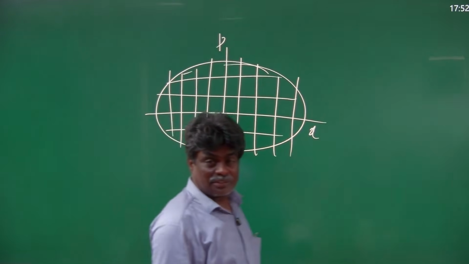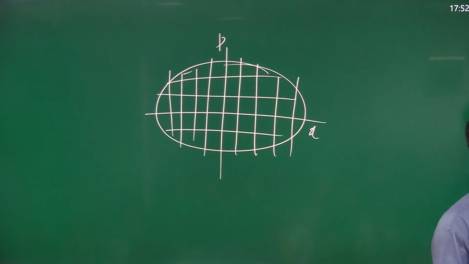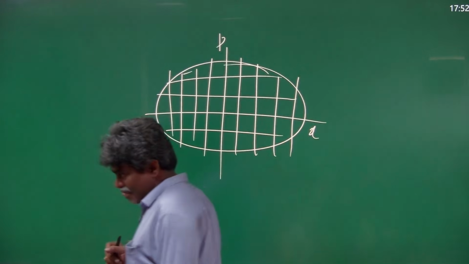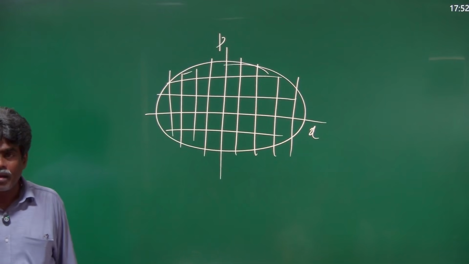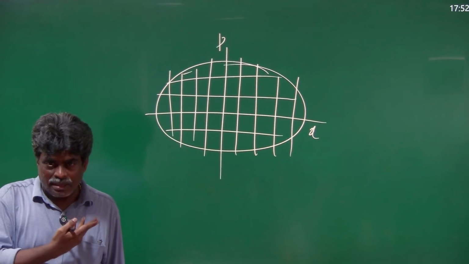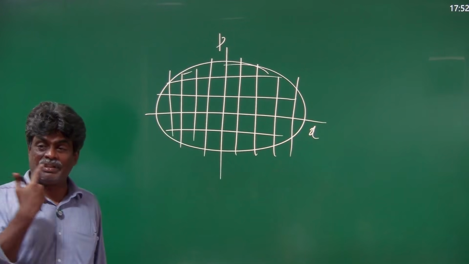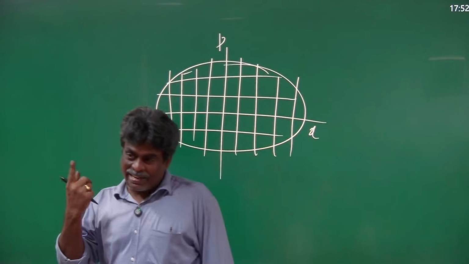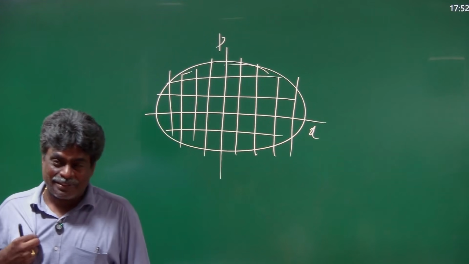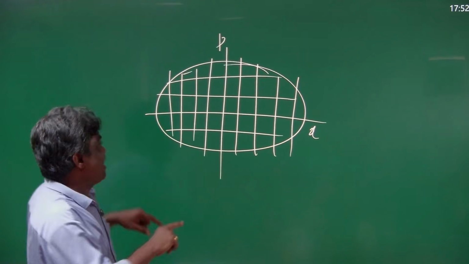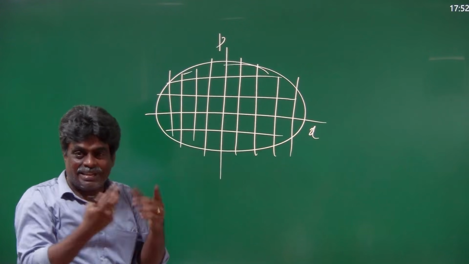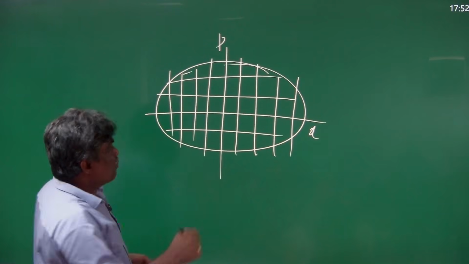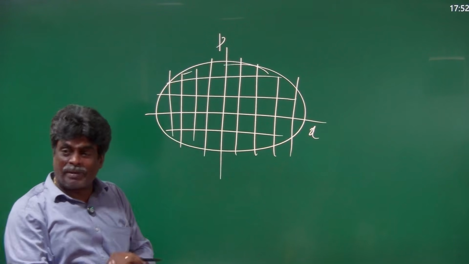Now I want to ask one thing. What is the limit of position? Limits of position. From where to where? Position limits, minus infinity to plus infinity. Momentum limits, minus infinity to plus infinity. So phase space is not only this up to this. It's an infinite space. And then why have you drawn only one elliptical path?